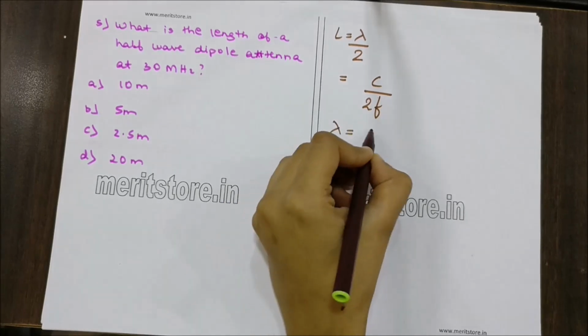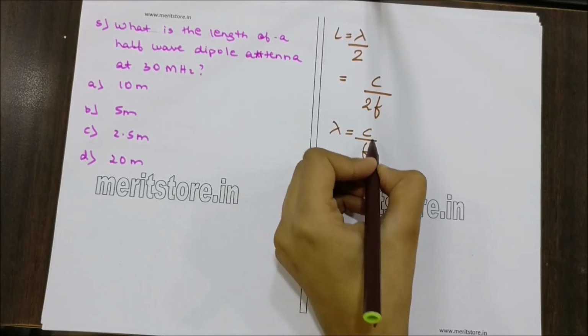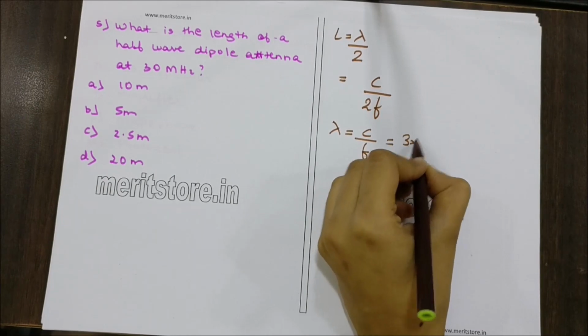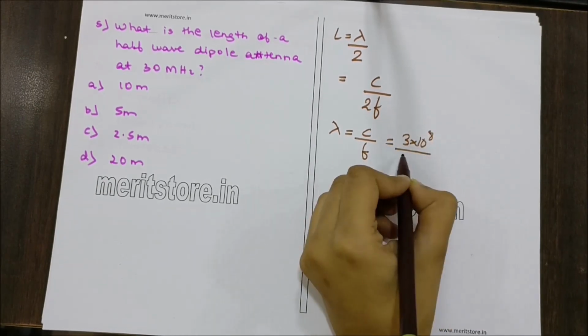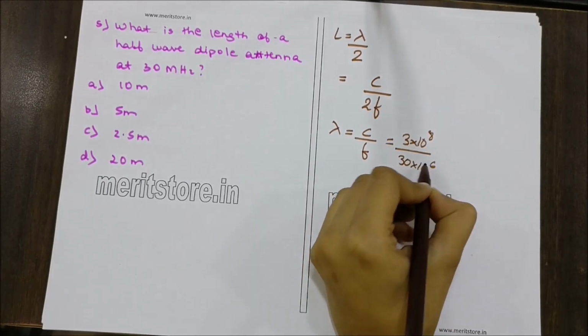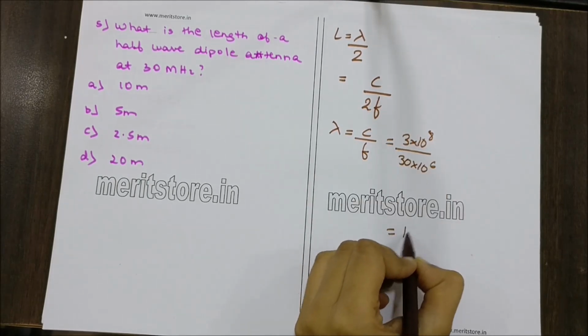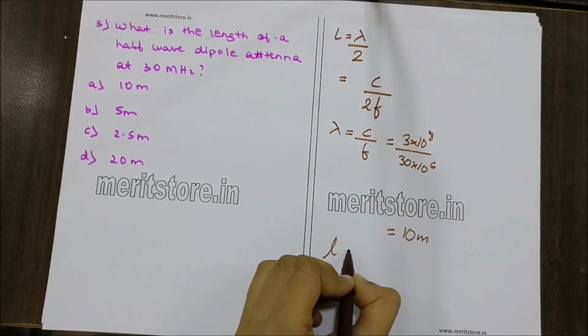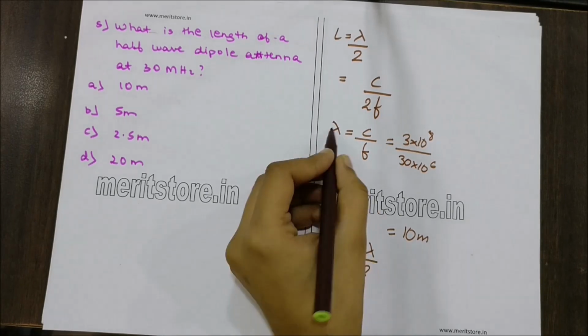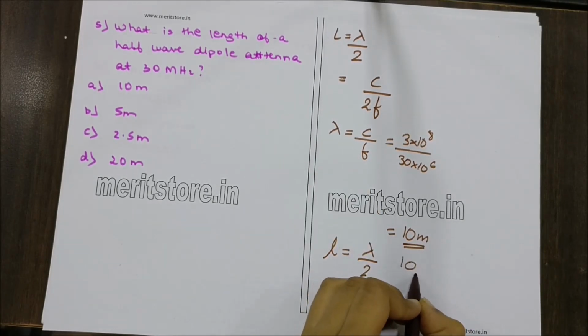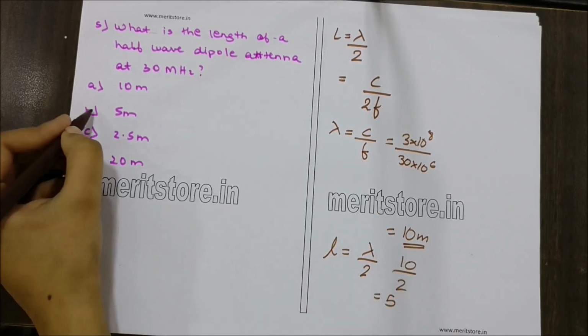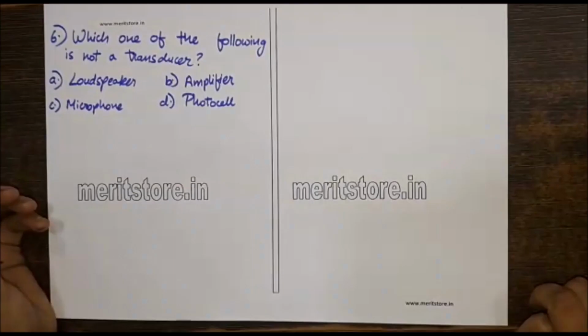Lambda will be equal to c by f, where c is 3 × 10^8 and f is given to us as 30 × 10^6. When you solve this, you get 10 meters, but you have to find l, that is lambda by 2. The value of lambda is 10, therefore 10 by 2, which is 5. Option B is the correct answer.